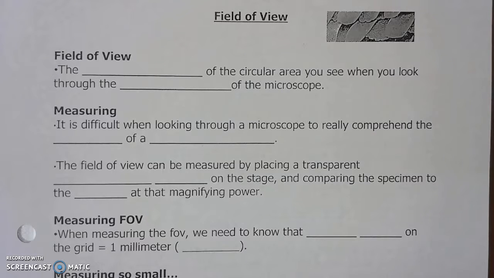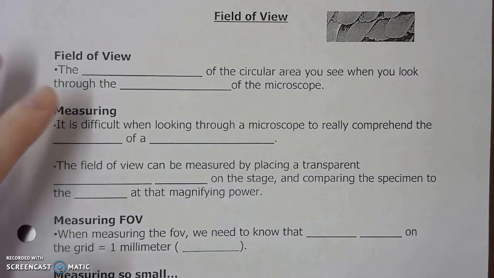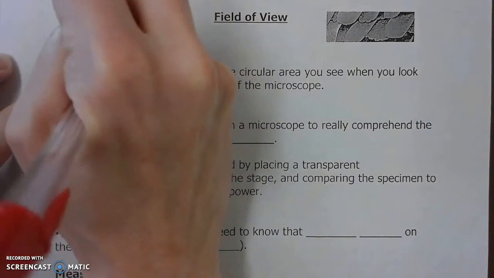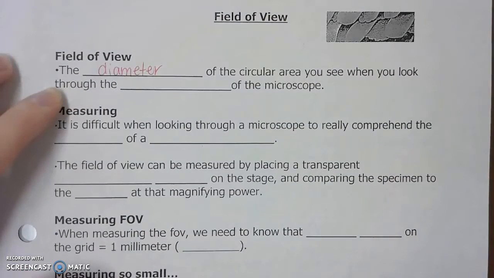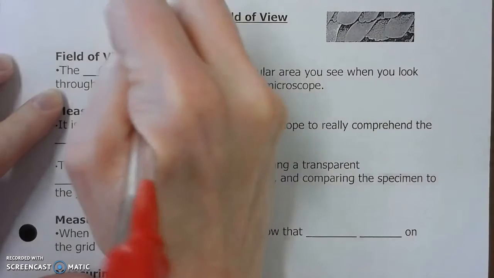Today we are talking about the field of view for a microscope. So you need a pen or a pencil, and let's get started. Field of view. That is the diameter of the circular area you see when you look through the eyepiece of the microscope.